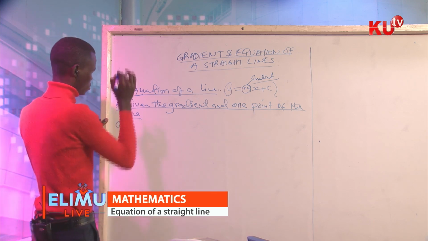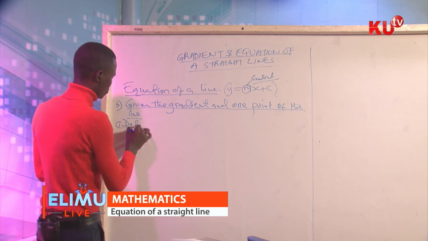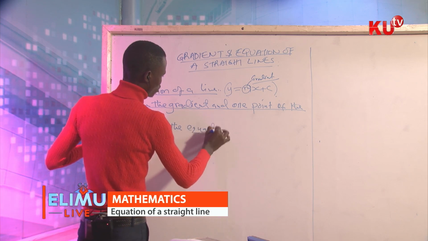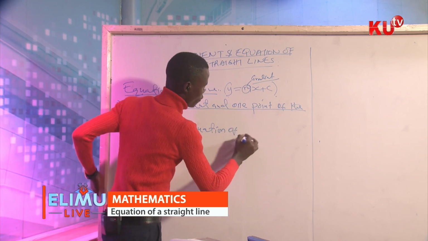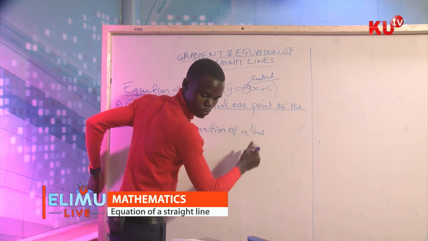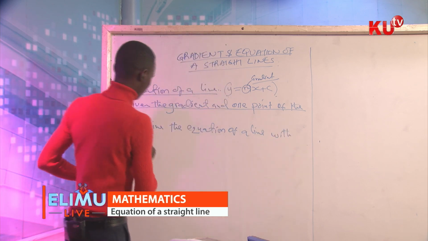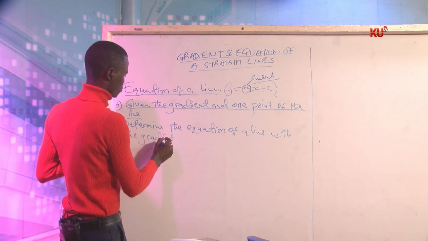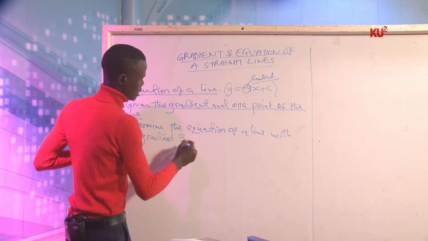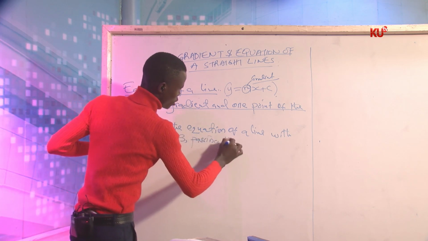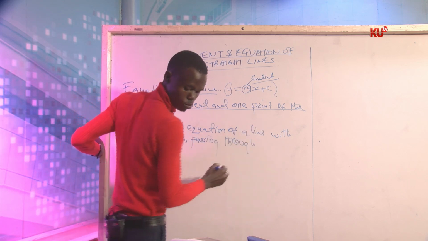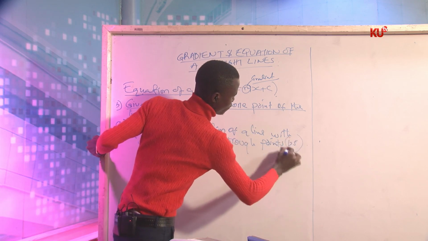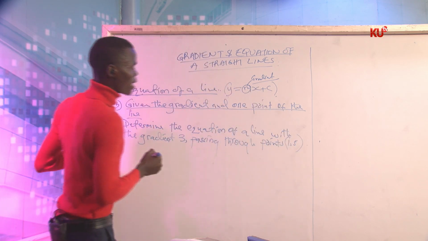example 1. Determine the equation of a line with the gradient 3 and passing through the point 1, 5.